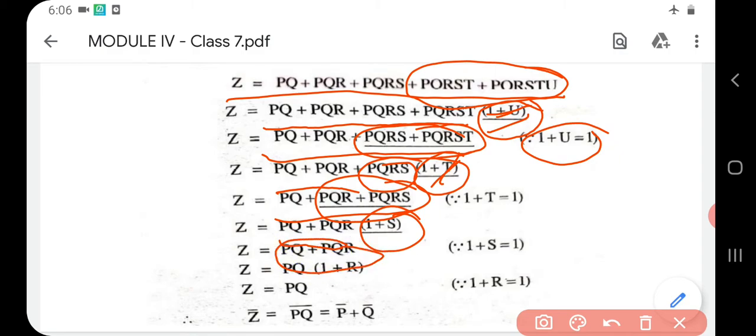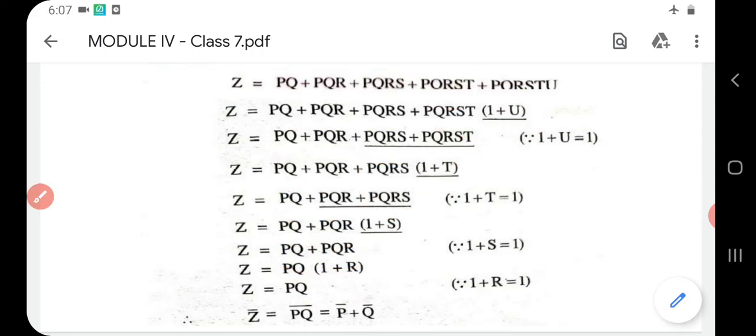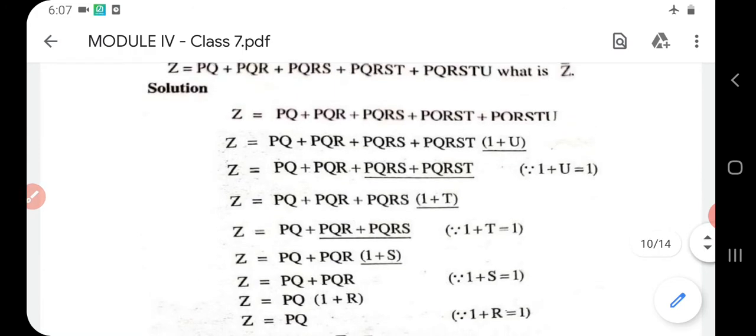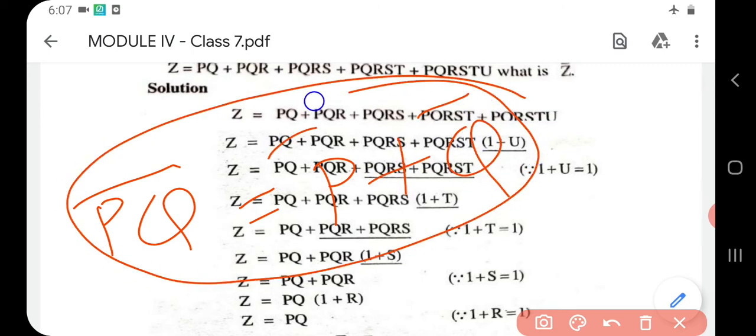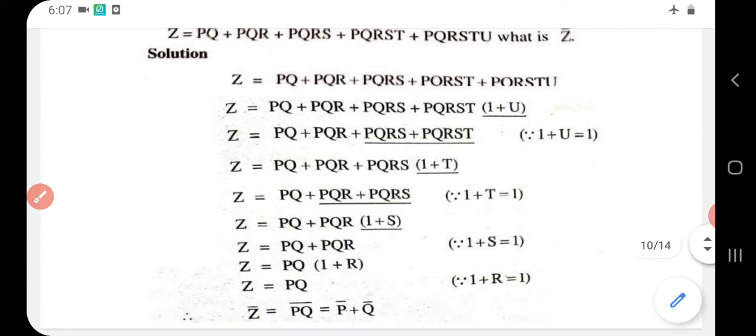Again from there PQ is common. PQ within bracket 1 plus R. 1 plus R is again 1. So it will be PQ. So Z is equal to PQ. But in the question you are asked to find Z bar. So what is Z bar? Z bar will be PQ bar. What is PQ bar? P bar plus Q bar. How did you get this? This is De Morgan's second theorem. Okay.